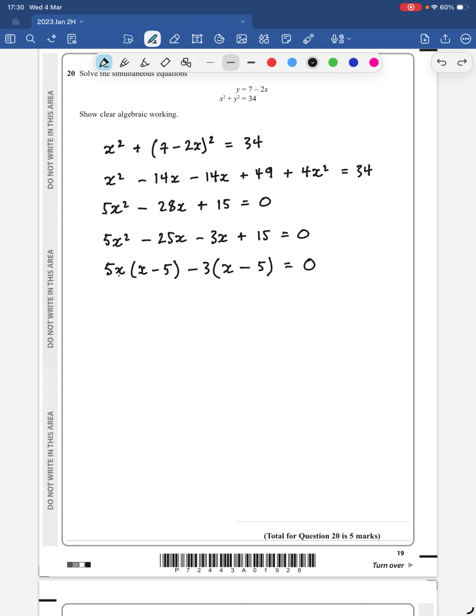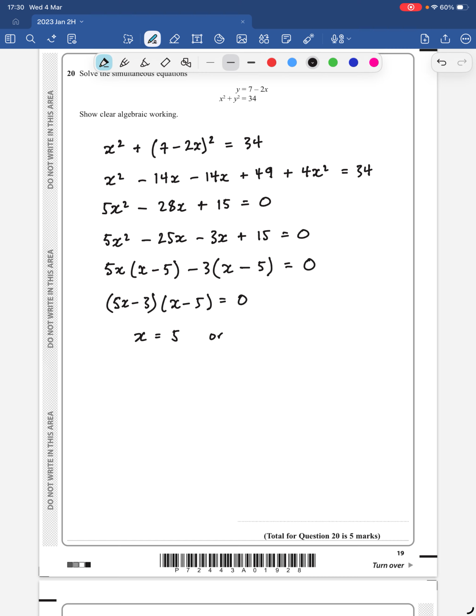So now if I've got 5x lots of x minus 5 minus 3 lots of x minus 5, I must have in total 5x minus 3 lots of x minus 5, and that's equal to 0. The point of doing this is that if I've got two things multiplied together, any two things multiplied together, and they come to 0, then either one or the other of them must be 0. So this second one, very easy, will be 0 when x equals 5.